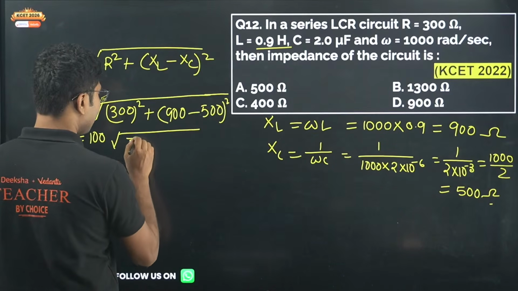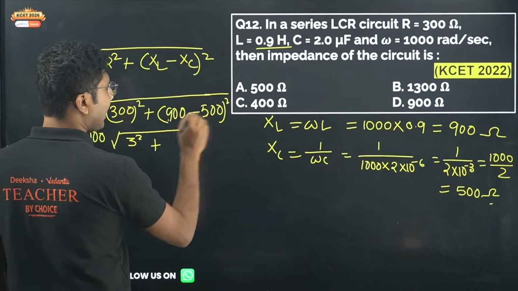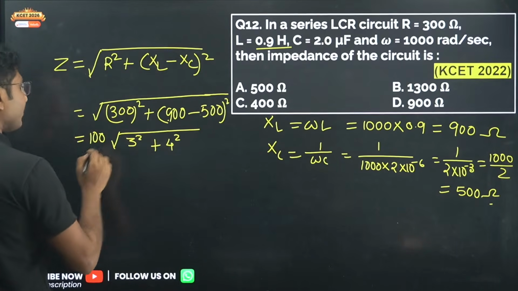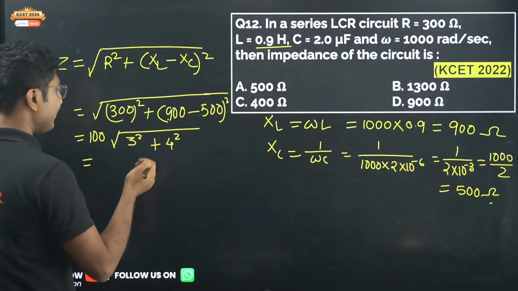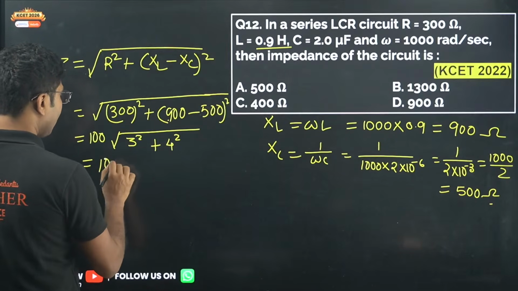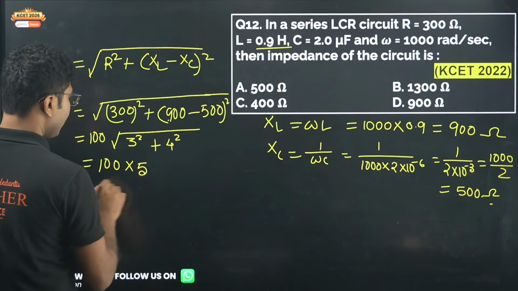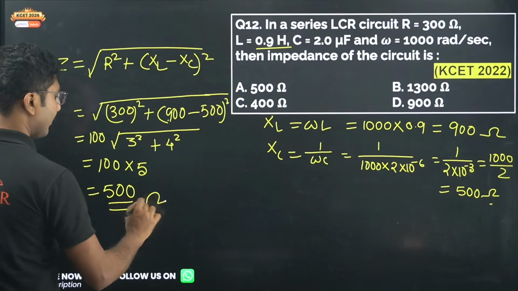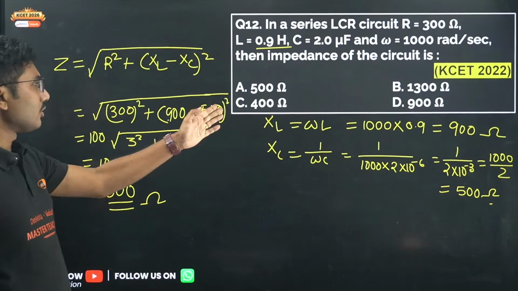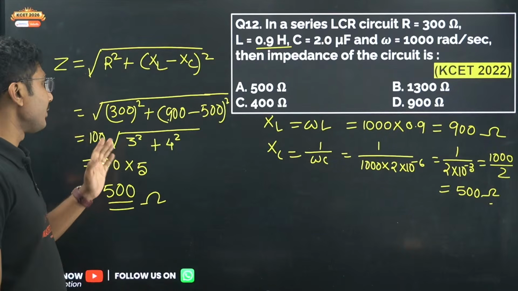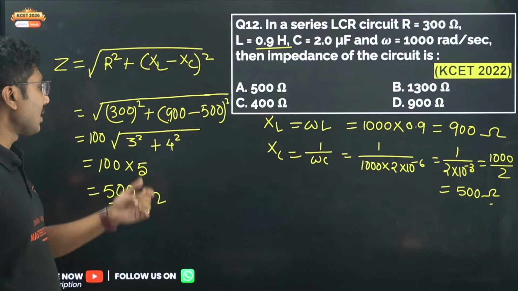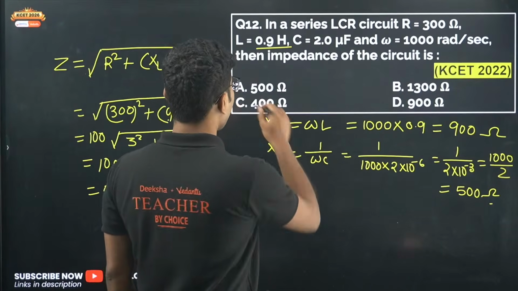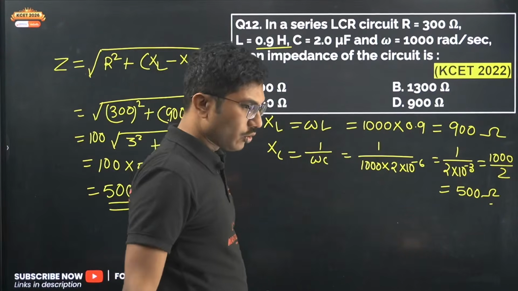So what is left here? 3 square plus 9 minus 5. 9 minus 5 means 4. So 4 square. So 3 square plus 4 square is 9 plus 16, which is square root of 25. 25 square root means 5. So it will be 500. So this is the calculation skill that you have to develop quickly: because 100 is common, we should take it outside the square root, and then whatever is left you have to calculate, and this is a very common square root. So correct answer option A, 500 ohm.